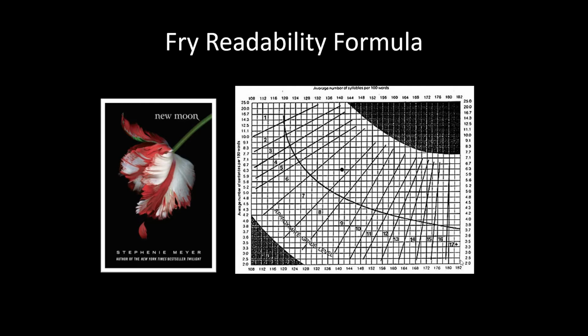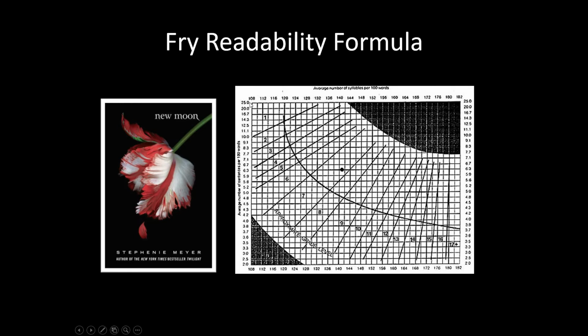So Fry is really looking at sentence length and the size of the words in the passages to determine the difficulty of the text. So what we can see, if you were doing a Fry readability after you counted the number of words, counted the number of syllables in those words, and then counted the number of sentences in that 100-word sample, you would put those numbers into the graph.